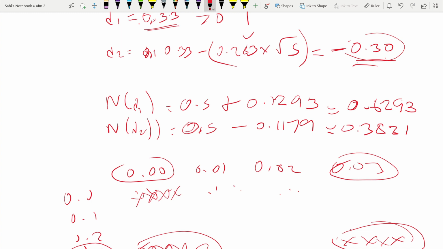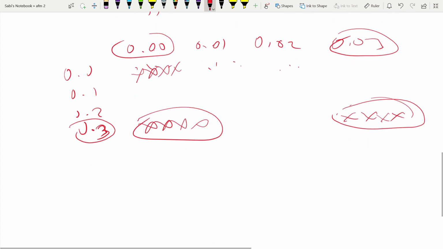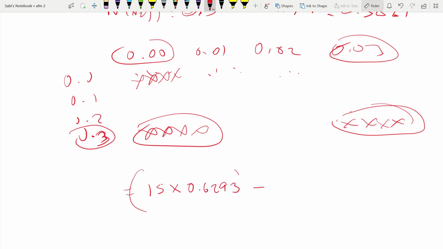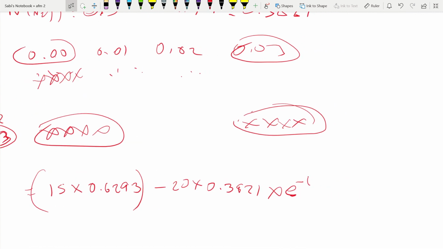Okay, now put it in the call option and take it. PA into your ND, that means price of underlying asset, that is 15 multiplied by your ND1, which is 0.6293, minus exercise price is 20 multiplied by ND2, that is 0.3821, multiply by E to the power minus R is 6%, time is 5.